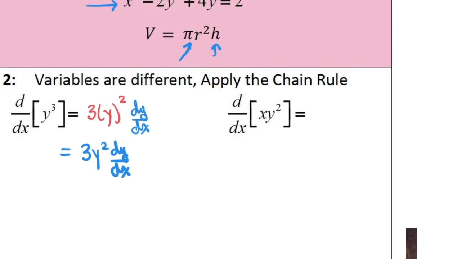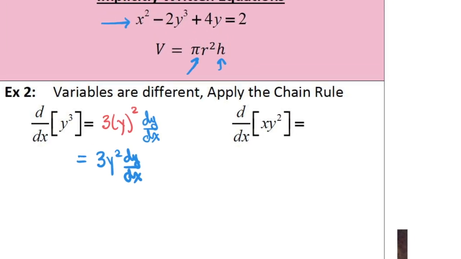Okay, looking at our next problem. Did you notice you have a product rule? So you're going to have to pull out the first times the derivative of the second plus the second times the derivative of the first within this problem. We will call x the first.